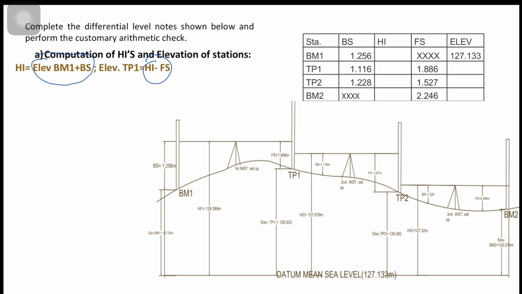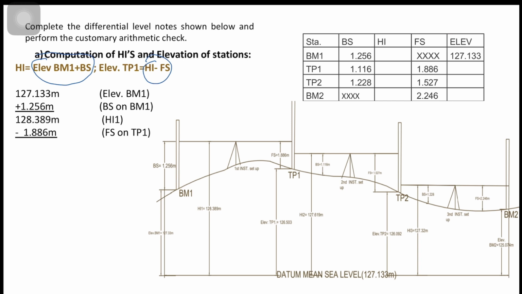Now let's start from our benchmark BM1. The given elevation of BM1 is 127.133 meters. We take a backsight on BM1 of 1.256 meters. So our first HI becomes 127.133 plus 1.256, which equals 128.389 meters.